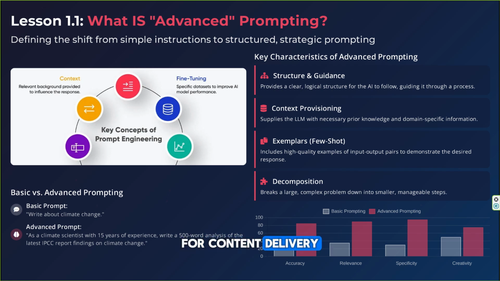For content delivery, now let's move into the core content. At its heart, a basic prompt is a direct question or command, like, "What is the capital of France?" This is perfect for retrieving simple factual information that doesn't require deep reasoning. Advanced prompt engineering, however, is a set of methods we use to improve the performance of large language models on complex tasks, tasks that require reasoning, planning, or multi-step problem solving. It is not about tricking the AI, but about guiding it with precision.